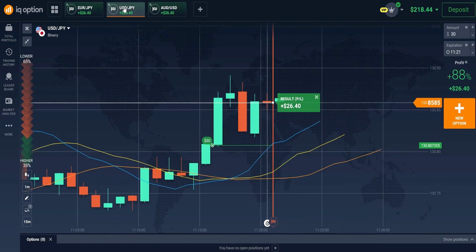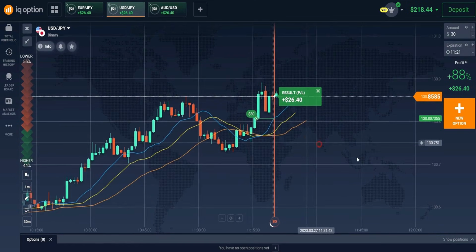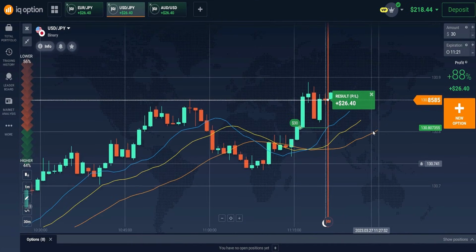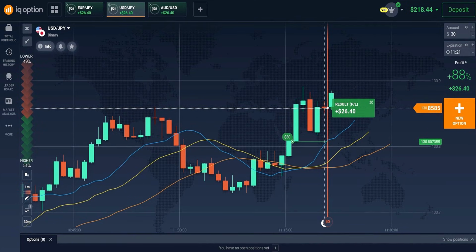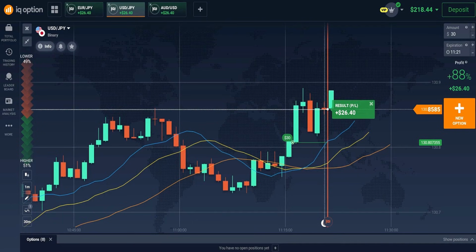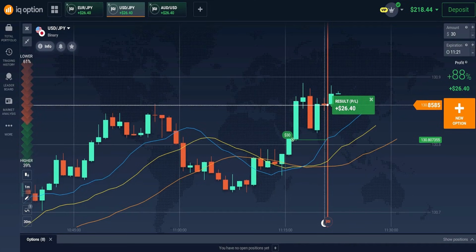A few moments later, USD/JPY, another win. No sudden reversal, no panic. Just clean, smooth continuation in the trend direction all the way to expiry. Two trades, two different currency pairs, two wins. Same strategy, same rules.